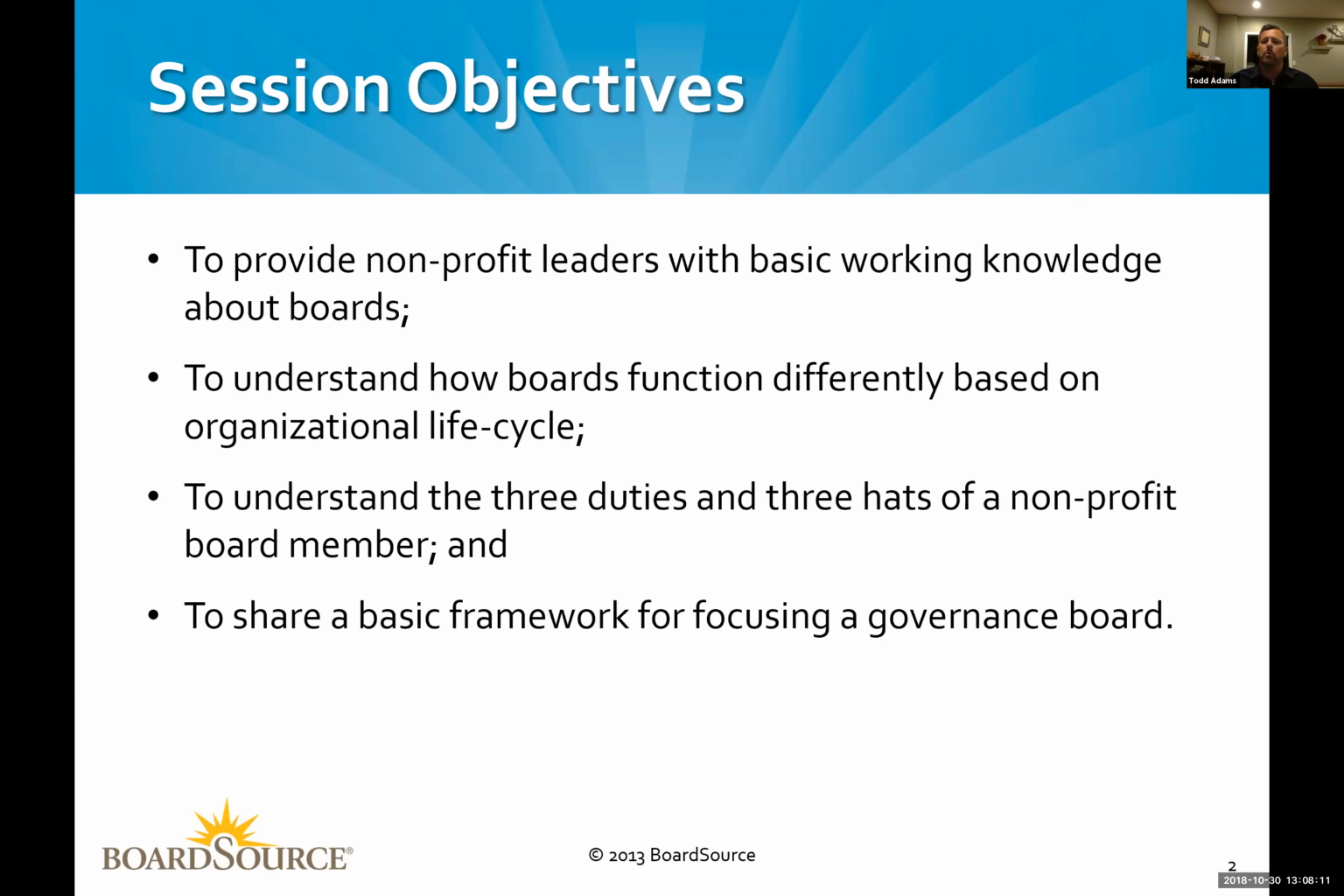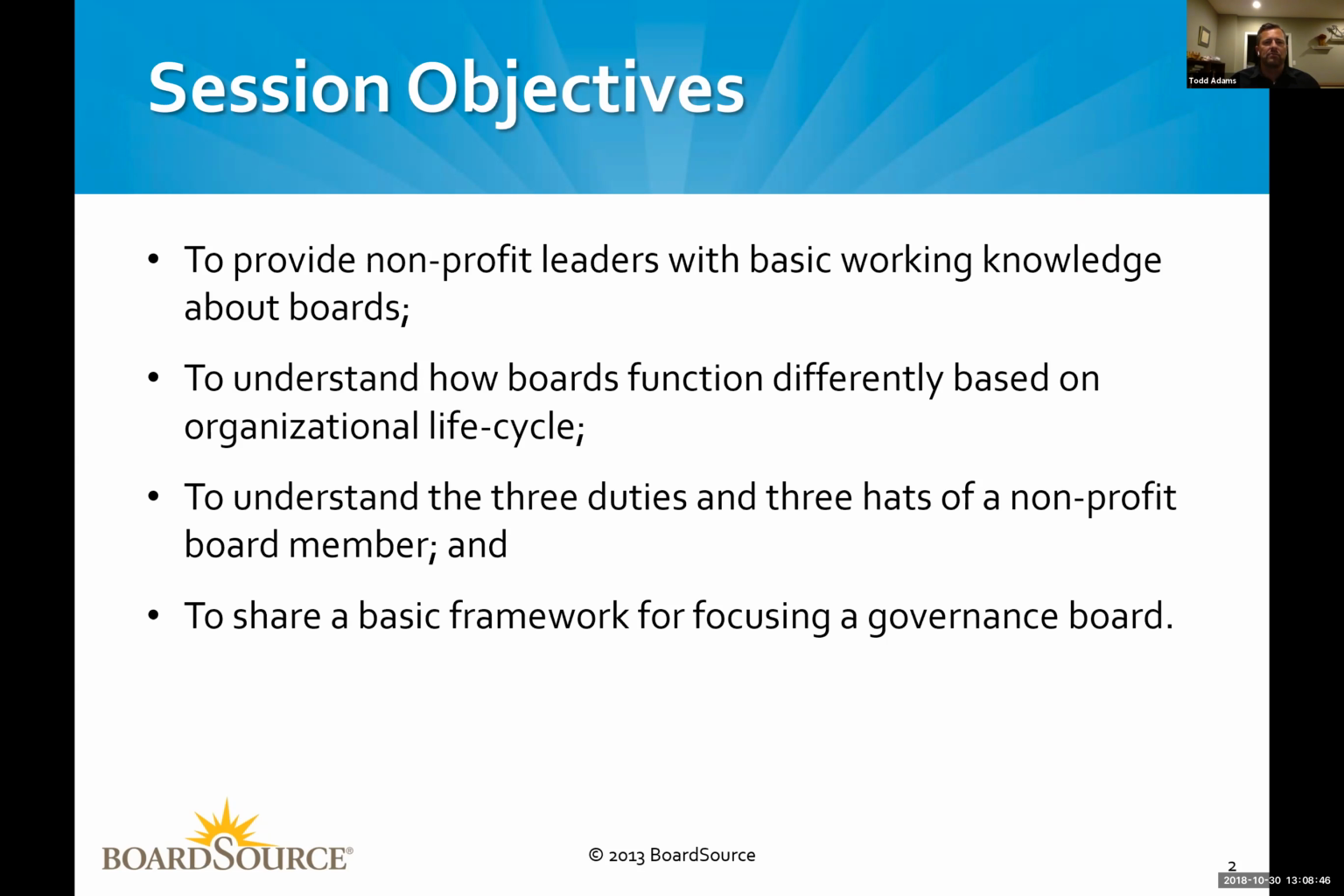Second, we want to understand how boards function differently: a management board versus a governance board versus a representative board or a fundraising board, so that you again have that working language. Regardless of what type of board you are currently working with and where you are in your organization's life cycle, it's important to understand that there are 3 duties and 3 hats of every nonprofit board member. We'll go into detail about what those duties are, where they come from, and that they're part of the law, and then what those 3 hats are and how we know when our board members are wearing those hats.